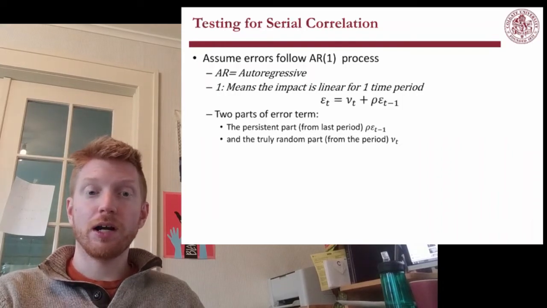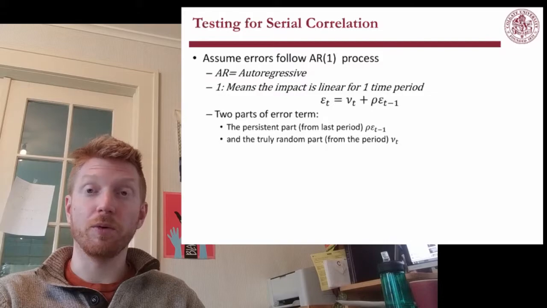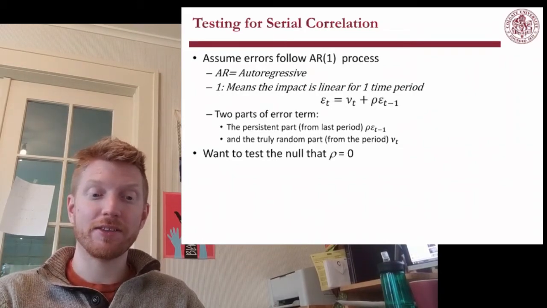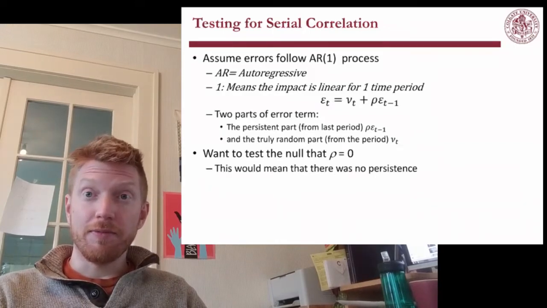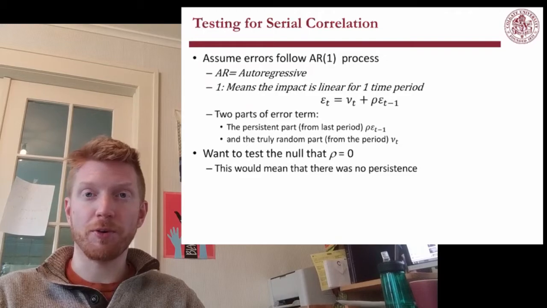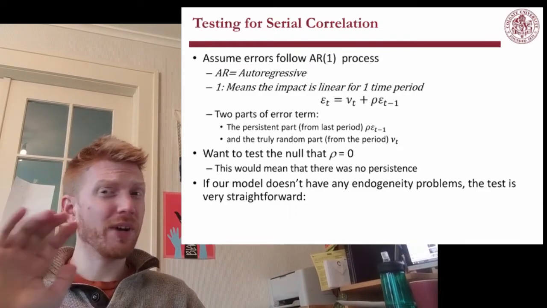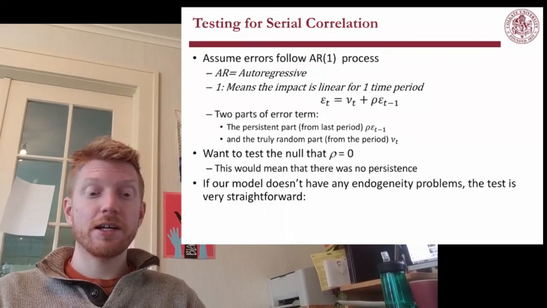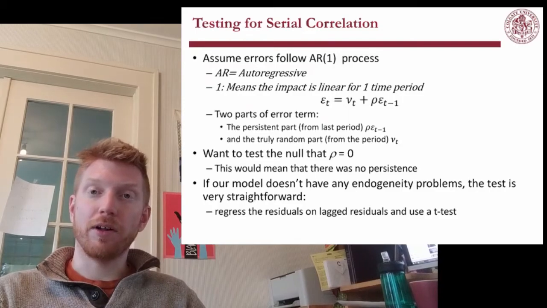So if rho here was 0, we would have no autocorrelation. It would just be contemporaneous, meaning that time period, the own shocks that were happening would be the only thing impacting our variable. So one way to test is we have a null hypothesis, a hypothesis that we would like to test: whether rho is 0. Do we have an autocorrelation problem? Rho not being 0 is the problem. If it's 0, there's no persistence, which is what we would like to have in order to make sure we're counting our information correctly. So if we don't have endogeneity problems, so if our x's are completely exogenous and our error term is exogenous from our x's, it's a straightforward test. All we need to do is save our residuals and do a regression of our residuals on our lagged residuals and do a t-test.